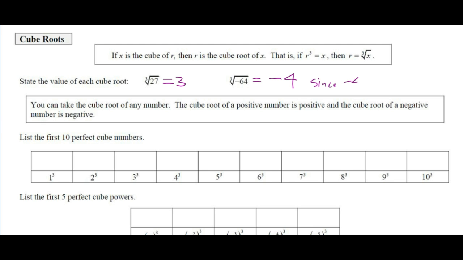Since negative 4 quantity cubed is negative 4 times negative 4 times negative 4. These two negatives pair up and become positive, but it's odd, so there's always one extra negative. If this was the 9th power, I'd have 4 sets of negatives that pair up and become positive, but there's always one left over. So that's negative 64. You can take the cube root of any number, positive or negative. The cube root of a positive number is positive, and the cube root of a negative number is negative. If it was the square root of negative 64, there would be no answer.